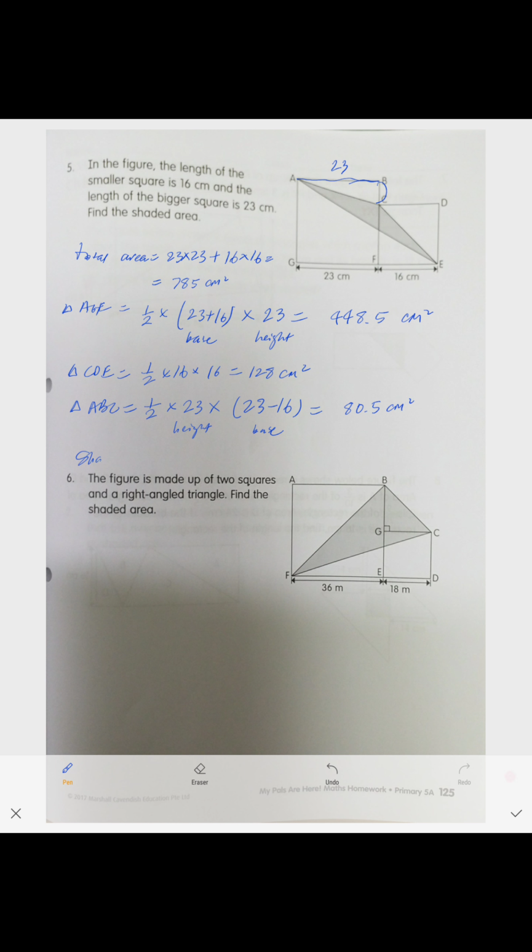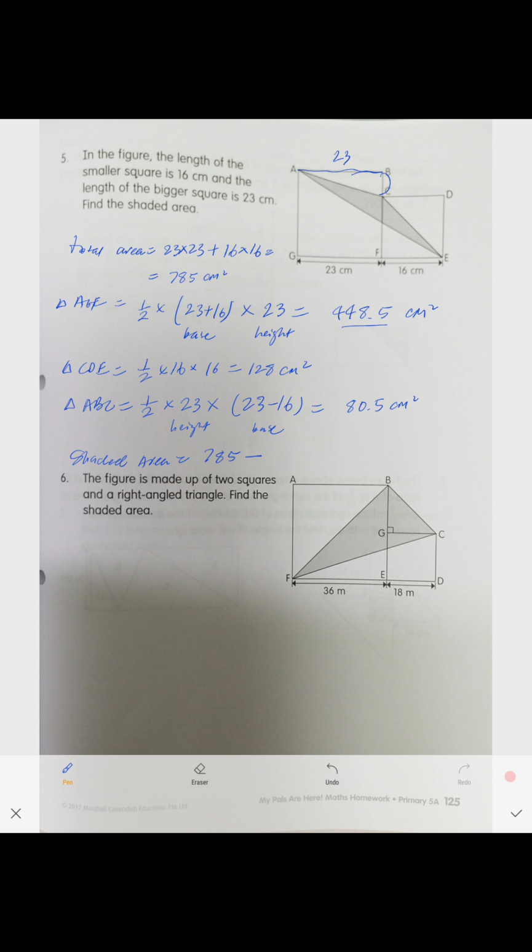And that's it. Your shaded area is equal to the total figure 785 minus 448.5 minus 128 minus 80.5. Okay, calculate everything. You should have 128 square centimeters. That's your answer.